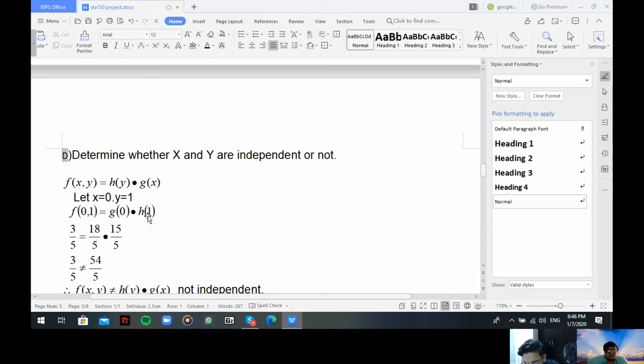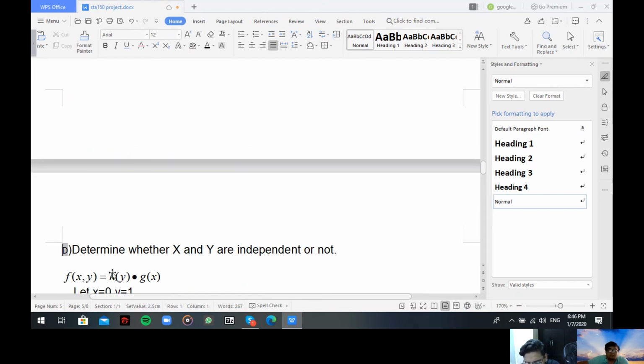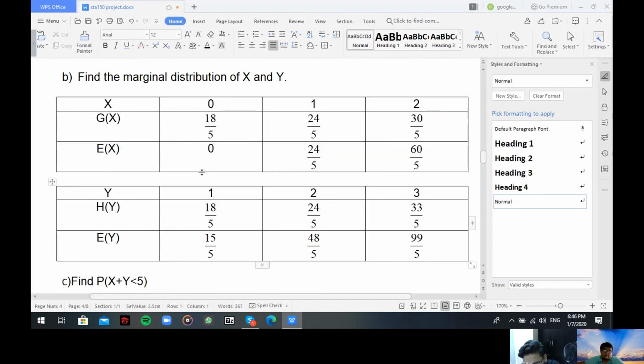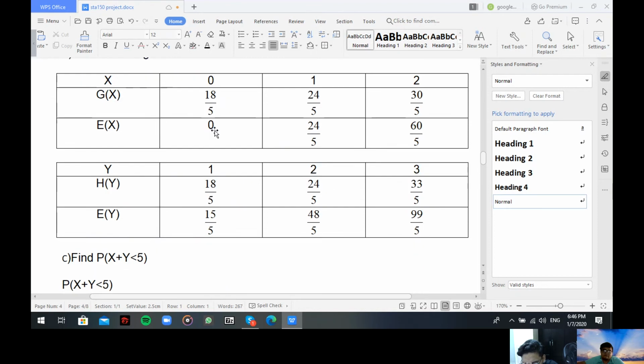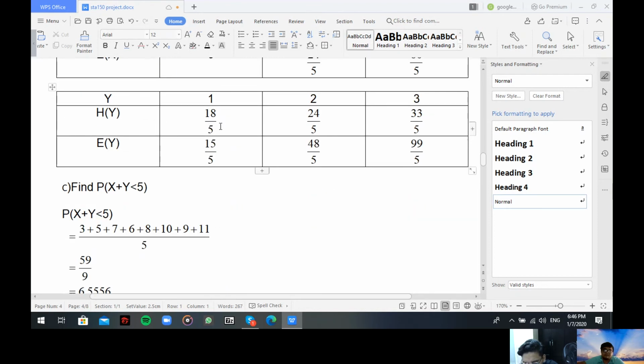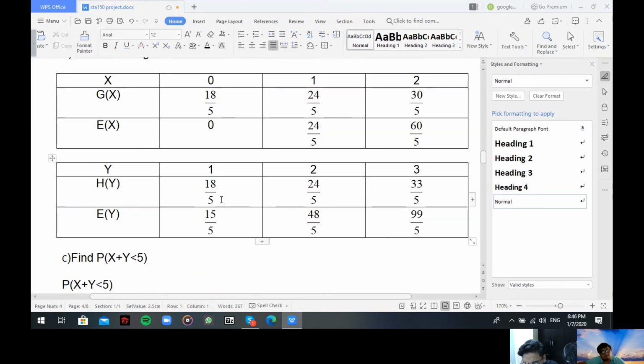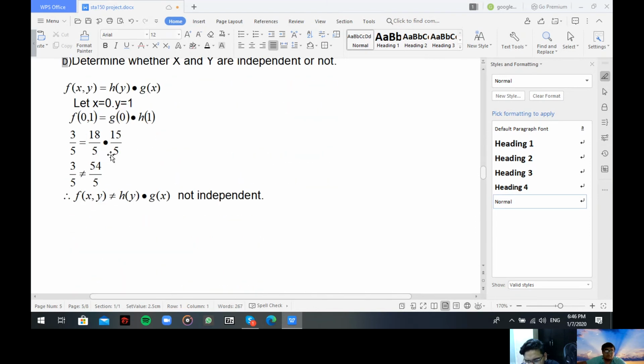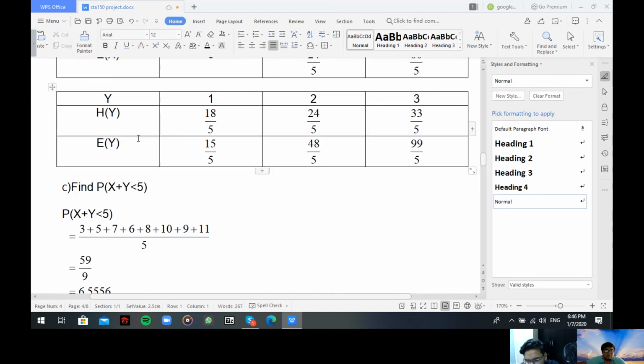And then g(0), h(1), I need to find h(y) and g(x). The g(0) is 18 over 5 and the h(y) is 18 over 5. Why is it the same? I think there is a typing error too. Yes, typing error. For the h, it should be 15.